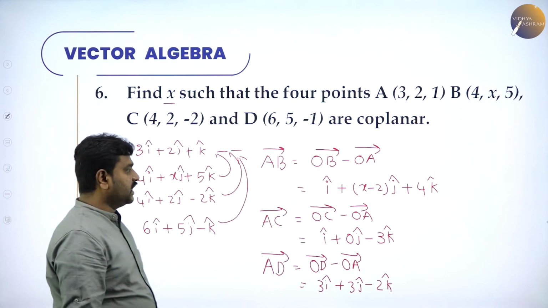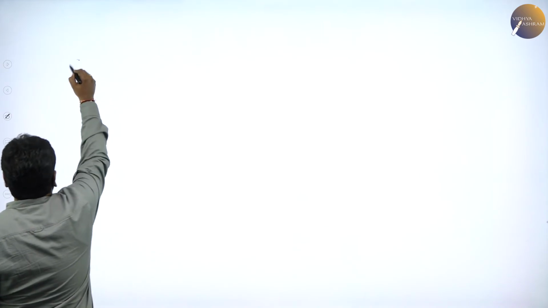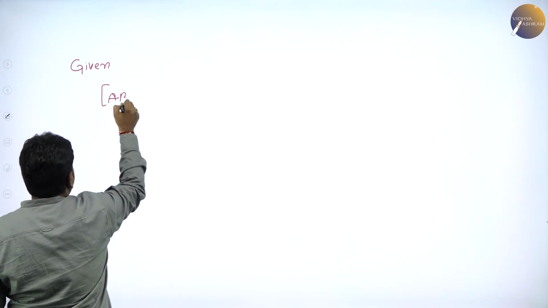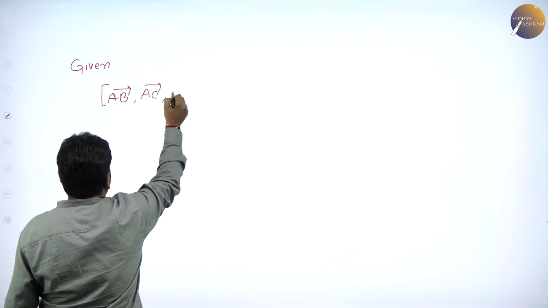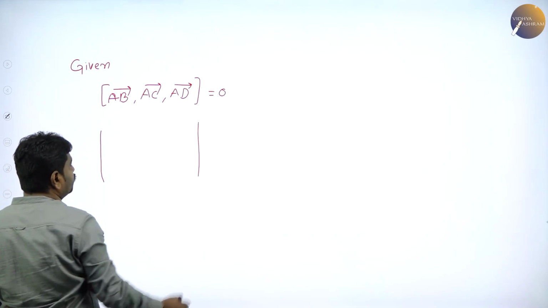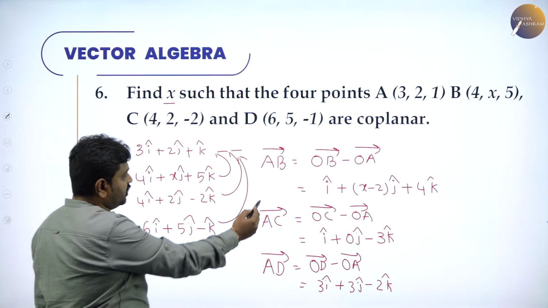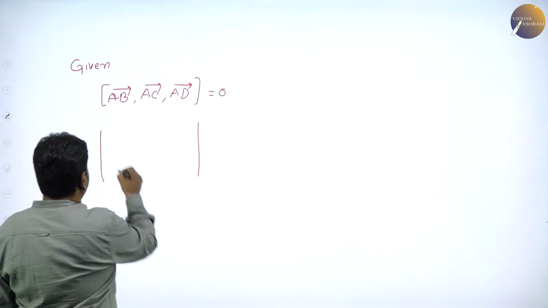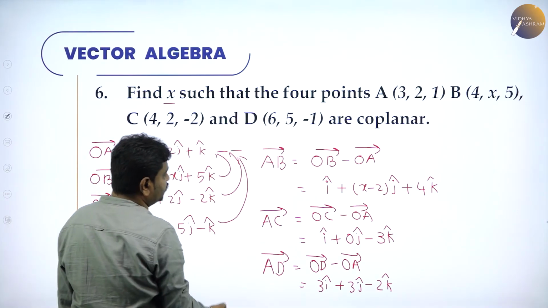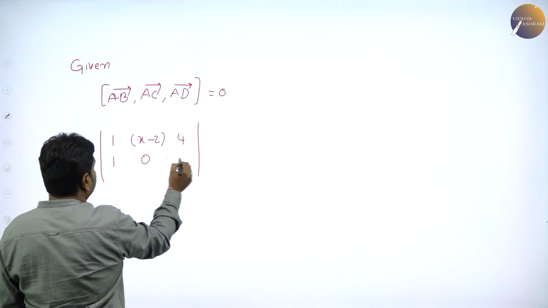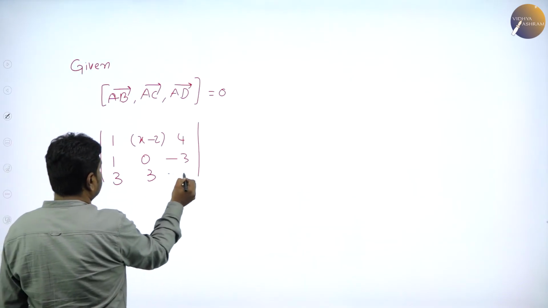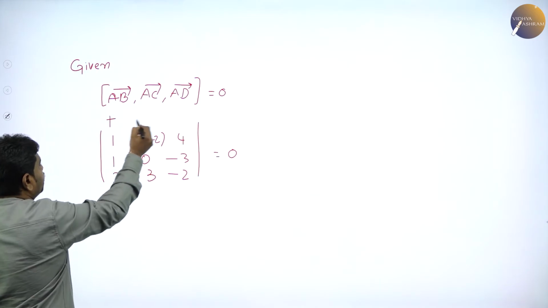Vector AB, AC, AD. They told they are coplanar. So if 3 vectors are coplanar, box AB, AC, AD is what? 0. Because they are coplanar. All of you know if 3 vectors are coplanar, then their box product is 0. So now, what is AB? 1, x minus 2, 4. The coefficients of AC, 1, 0, minus 3. Vector AD, 3, 3, minus 2, is equal to what? 0. So now plus, minus, plus.